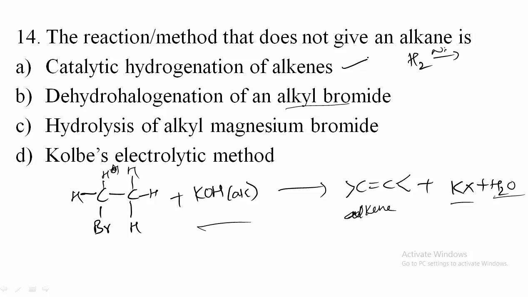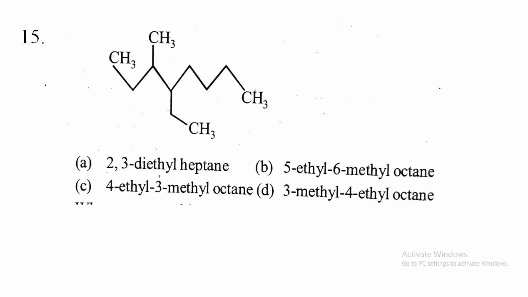But they have asked which one will give alkane. So this method does not give. Hydrolysis of alkyl magnesium bromide, that is Grignard reagent, RMgX. Here instead of X they have given Br, which is a Grignard reagent. And Kolbe's electrolytic method is also used to prepare alkane. So option B will not give an alkane. Then 15th one, name this compound.